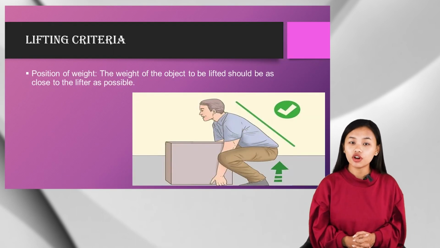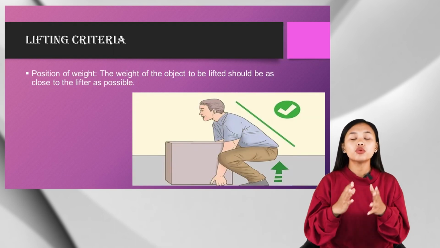And next is the lifting criteria. Whenever you are lifting any objects, you must keep these four criteria in mind. That is the position of the weight, the height of the object, the maximum weight, as well as the body position. So the first one is position of the weight, right?